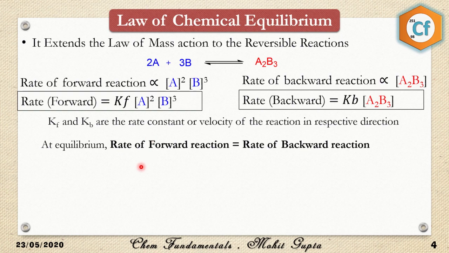Now one thing we already know is that at equilibrium the rate of the forward direction is equal to the rate of the backward direction. So in that case, the rate of the forward direction, which equals Kf [A] squared [B] cubed, is equal to Kb [A2B3].